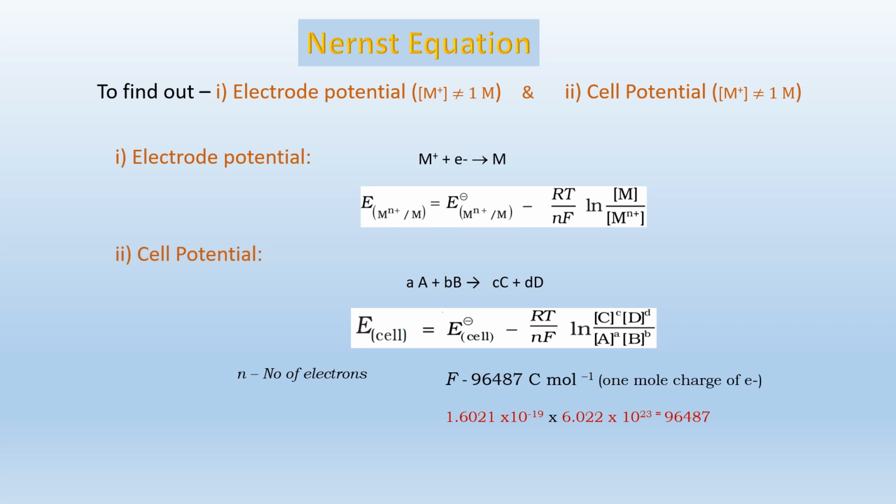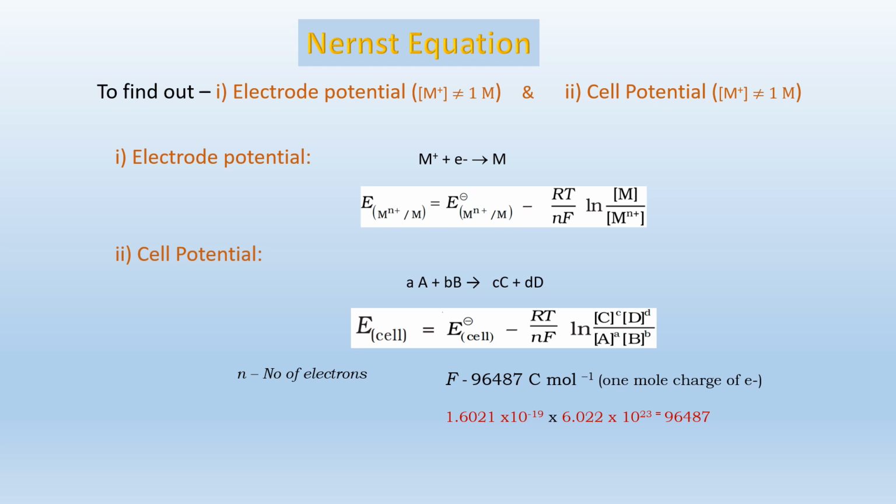The Nernst equation is used to find out the electrode potential and the cell potential. Previously we have seen only the standard electrode potential values, not the electrode potential. Standard electrode potential is the one which is maintained in 1 molar concentration of electrolyte at 298 Kelvin. But for electrode potential, the ion concentration will vary, because whenever the electrode is connected with the other electrode, the reaction will start, and hence there will be a variation in the ion concentration.